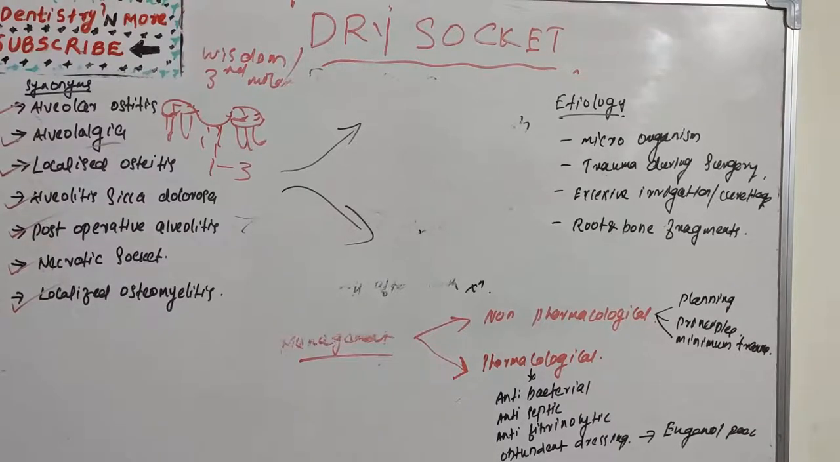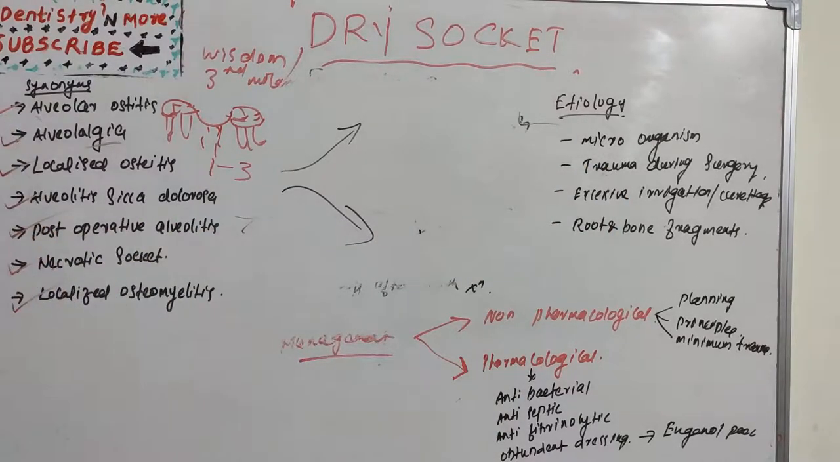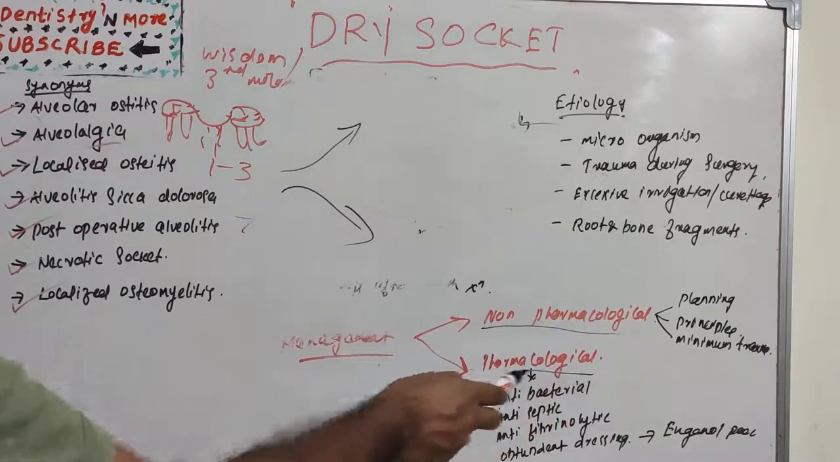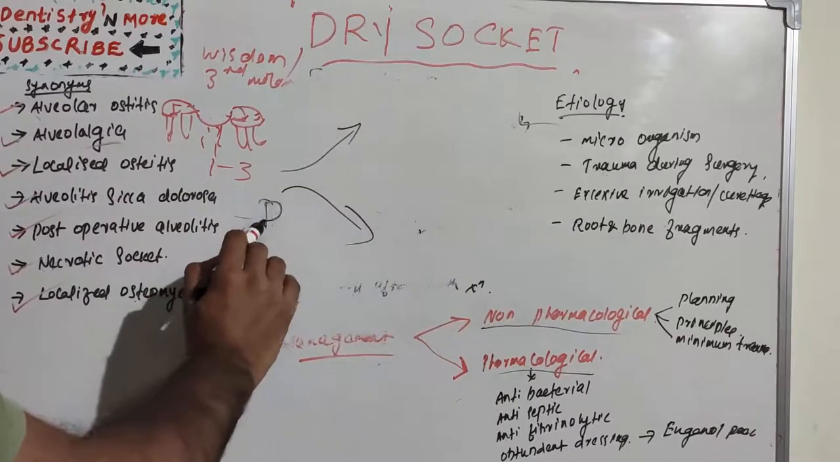And what is the treatment? Okay, so we discussed etiology and the various synonyms, and now the treatment. We can have two types, one is non-pharmacological and the other pharmacological. Pharmacological is using various antibacterial, antiseptic, antifibrinolytics and obtundent dressing. The main thing is an analgesic medicated dressing or packing placed within the socket to cover the exposed bone, or eugenol or clove oil, that is known as dry socket paste.